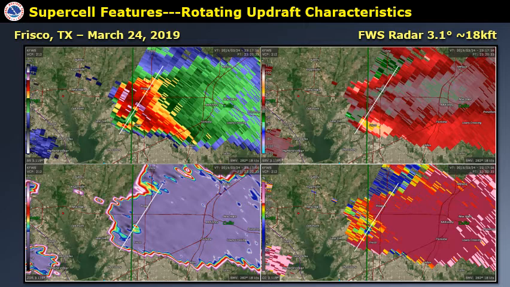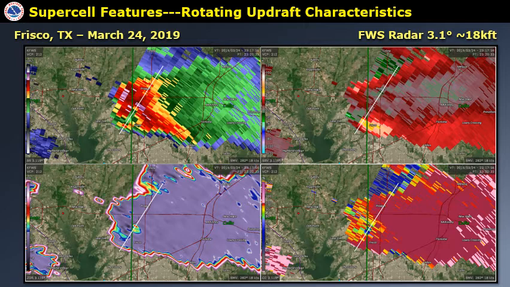Another way that we can examine a strengthening updraft is the use of legacy and dual pole radar data. Now, in this example, we note a greater than 55 dB reflectivity core aloft at the 3.1 degree elevation slice, which translates to around 18,000 feet above ground level. In the base velocity image here in the top right, there are indications of a mid-level mesocyclone.